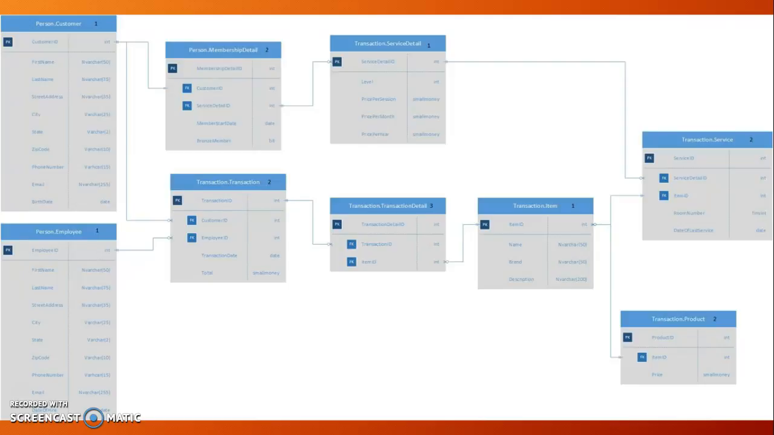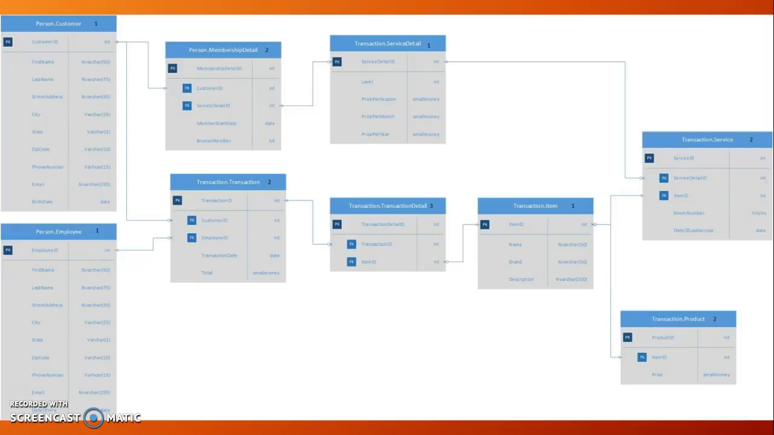So, starting over in the customer table, which is where I believe the best start would be to the flow of the data of the tables. Here I have the customer table relating to the membership detail and the transaction table. A customer can be a member, but they don't have to be. So here we would keep track of if you are a member, if you're a bronze member, when you started being a member.